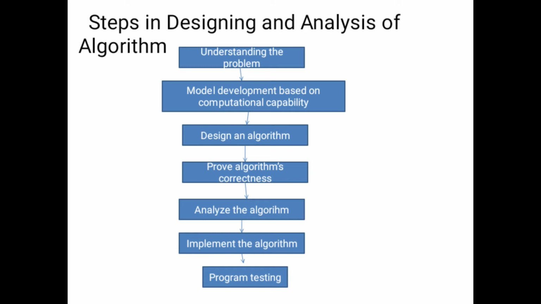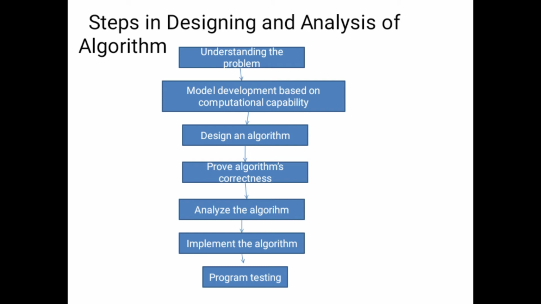The first is understanding the problem, model development based on computational capability, algorithm design, proving the correctness of the algorithm, analyzing the algorithm, implementing the algorithm, and program testing. These are the steps which have to be followed while designing the algorithm. Now we will take up each and every step one by one and understand it.